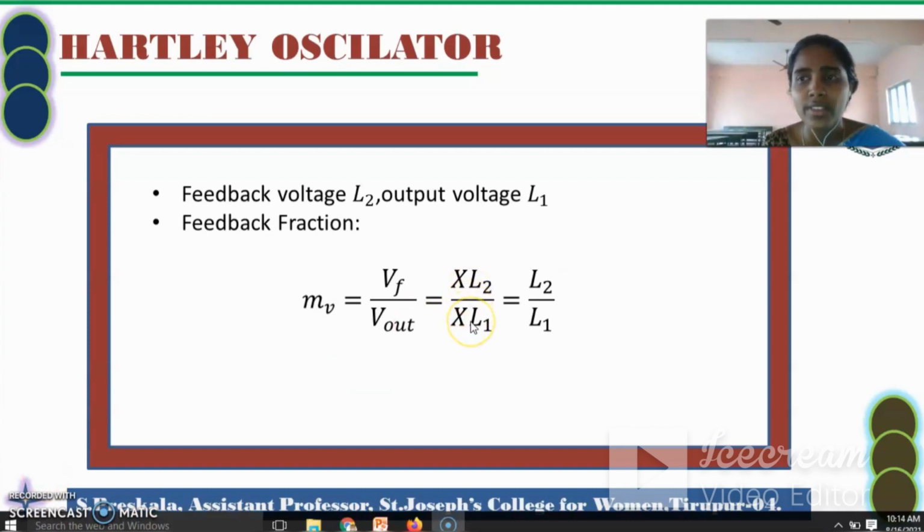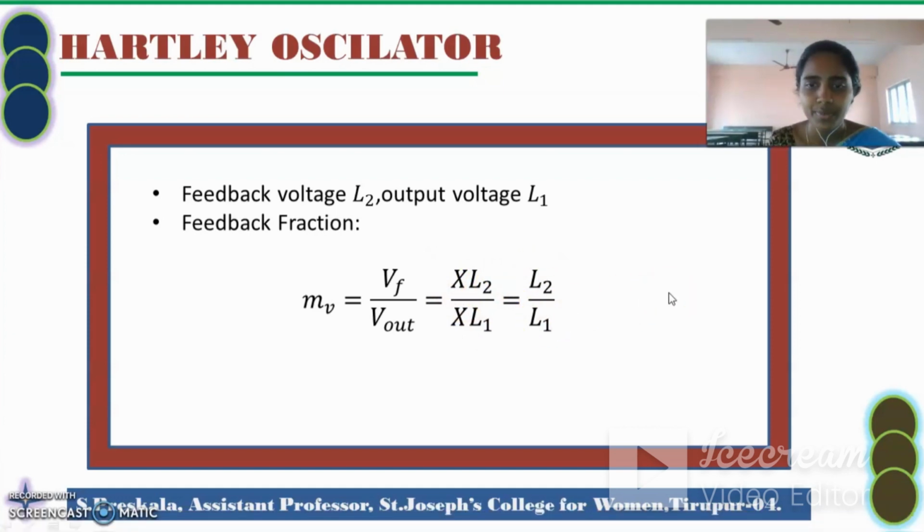XL2 divided by XL1 is called the inductive reactance of coil L2 and coil L1. Inductive reactance means it is a kind of resistance that exists in the inductance coil. So for this L2 and L1 we can write these two as L2 by L1. So finally feedback fraction is equal to L2 by L1. The fraction of feedback from the L2 terminal should be the fraction of L2 and L1.